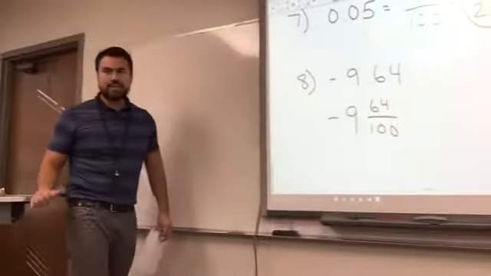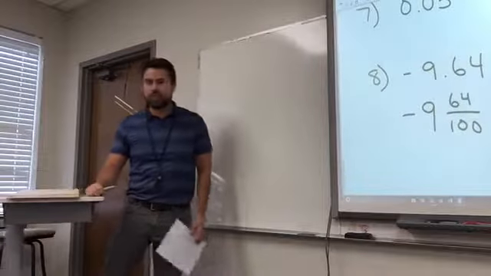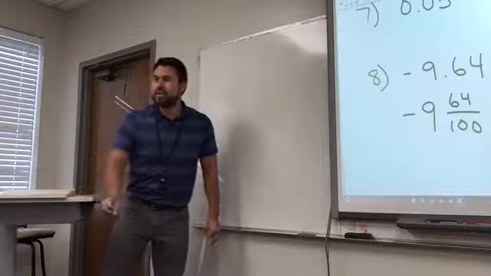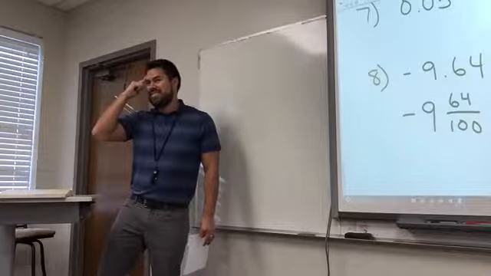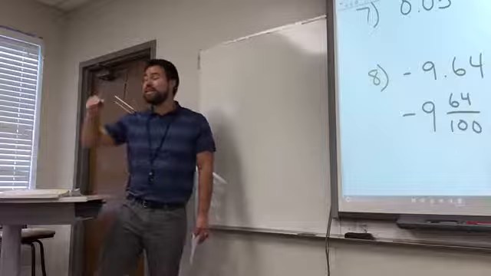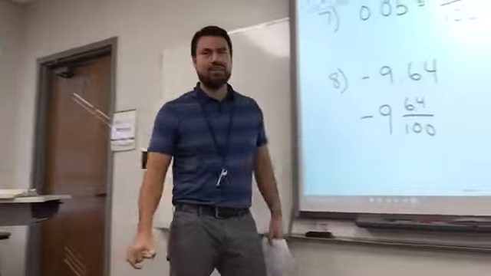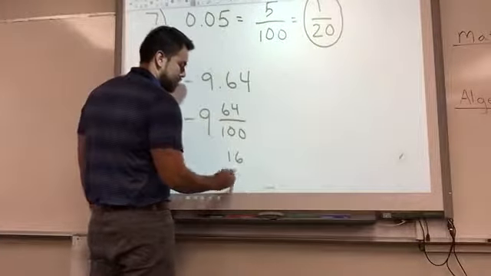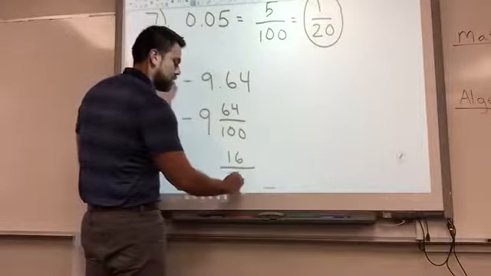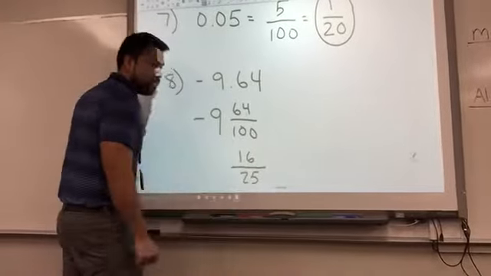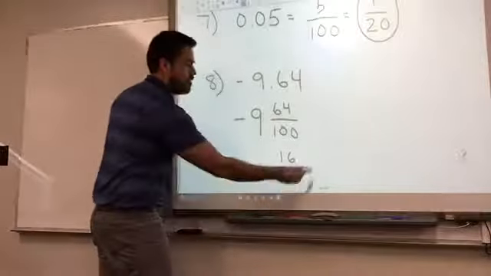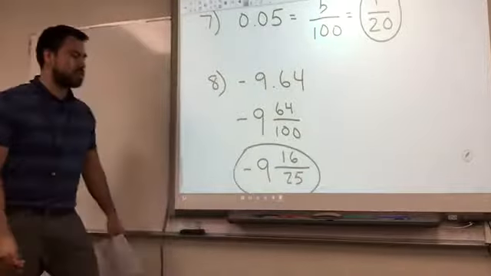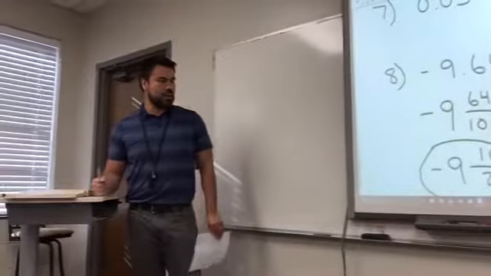If that's it, then I simply have to reduce that fraction, 64 hundredths. What's the GCF of 64 and 100? There's another number. That is a common factor, but there's a greater common factor. 4. 4 goes into 64 16 times. And 4 goes into 100 25 times. That's my answer, right? No. Oh, wait, sorry, negative. Negative 9 and 16/25. Don't change the sign of the number that they already gave you.